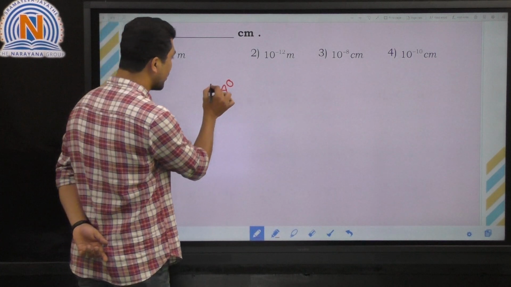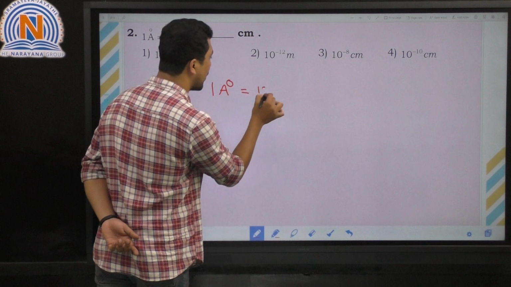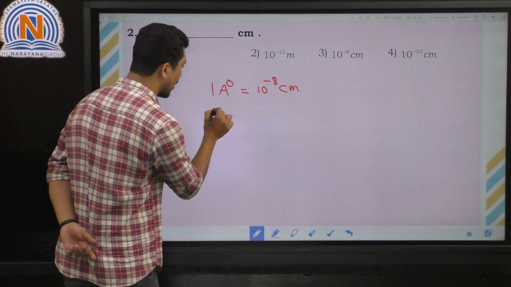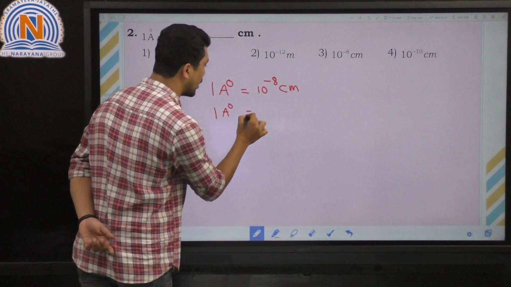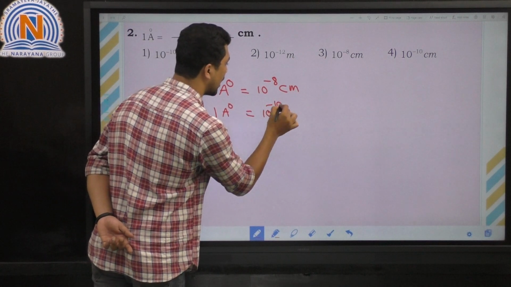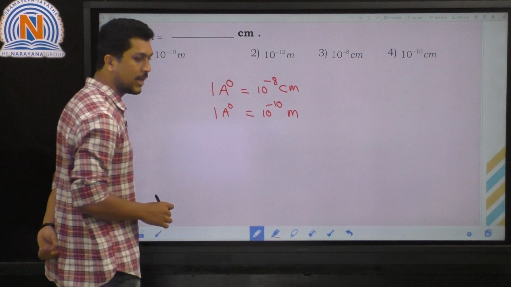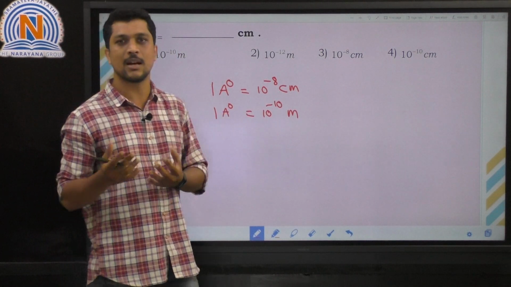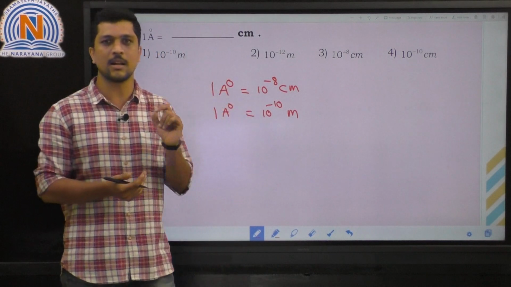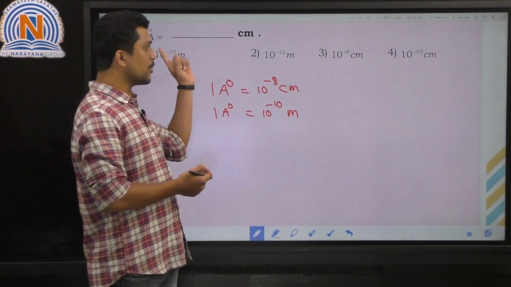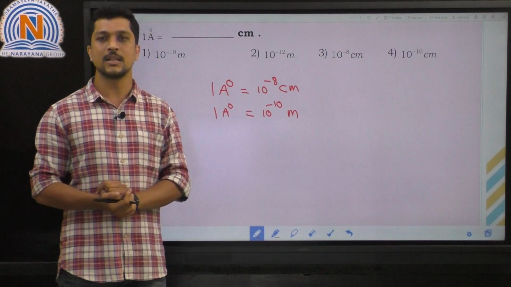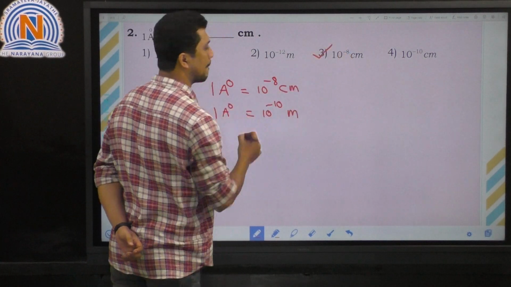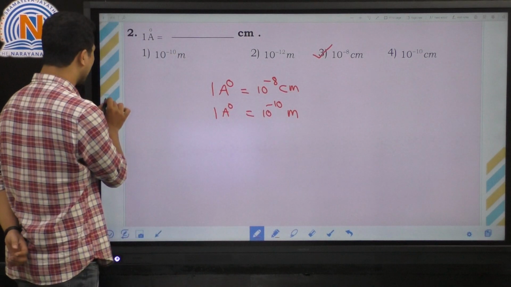So 1 angstrom unit equals 10 power minus 8 centimeters. In the same way, 1 angstrom unit equals 10 power minus 10 meters. So these angstroms can be used to measure very tiny, very small lengths. So 1 angstrom unit equals 10 power minus 8 centimeters, and the correct option is the third option. Let's move on to the next question.